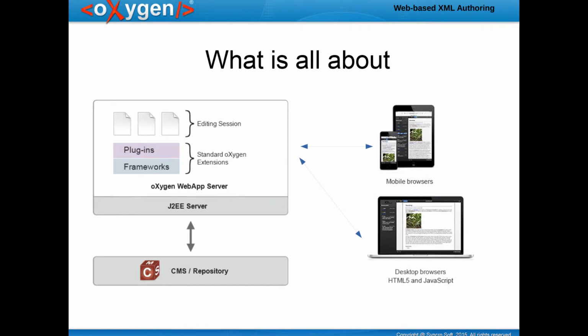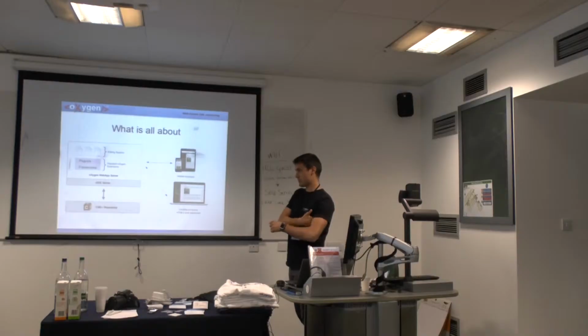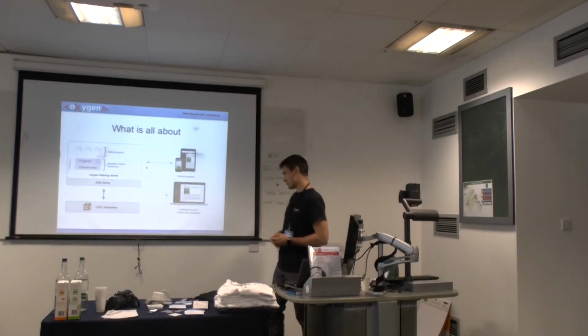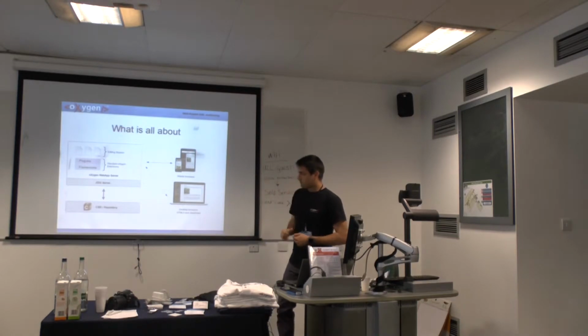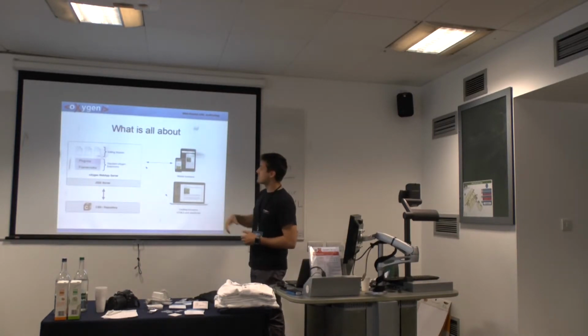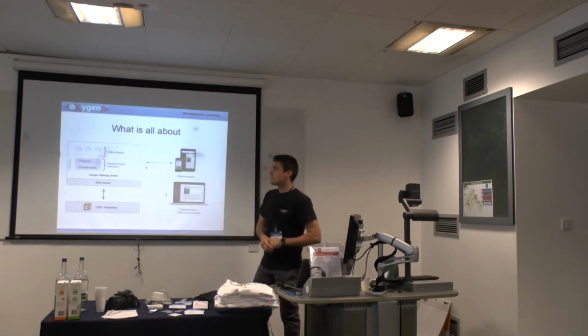So somewhere there's a Java web application server which runs our oXygen web app application, and the users can connect with any device. It may be a laptop or a desktop, or it may be a mobile device with a browser that we support. We support all the major browsers, so that shouldn't be a problem. And the files that these authors will edit can come from a repository, like a versioning system repository or a CMS.